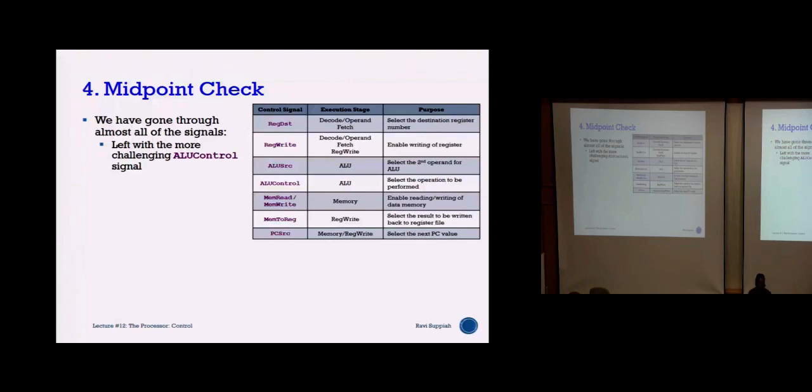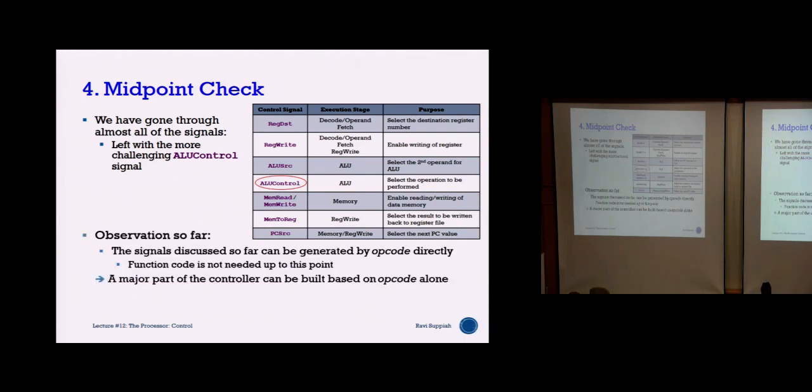Okay, so at this point of time, what have we done? We have basically gone through all your signals that you need to generate except for the ALU control. Now all the other signals, we have sort of looked at to see how they relate to the different types of instructions. So we know if R-type do what, if it's I-type do what. Okay, only ALU control is left.